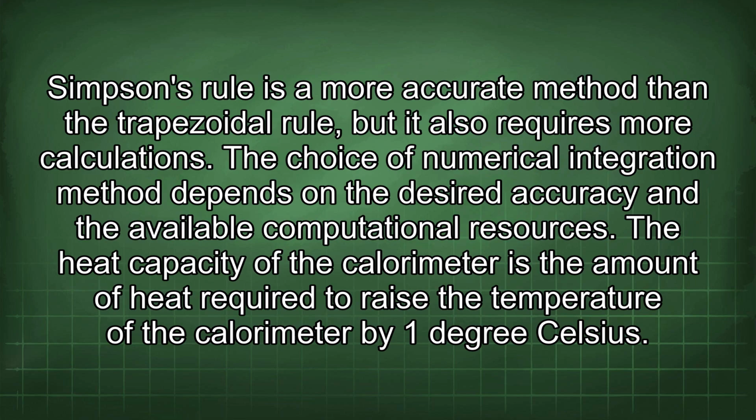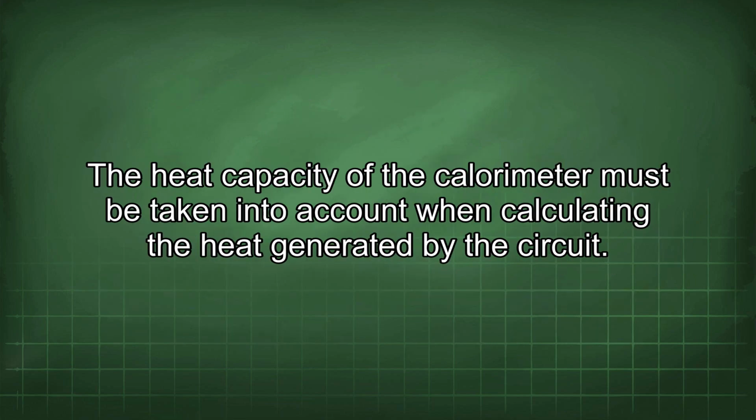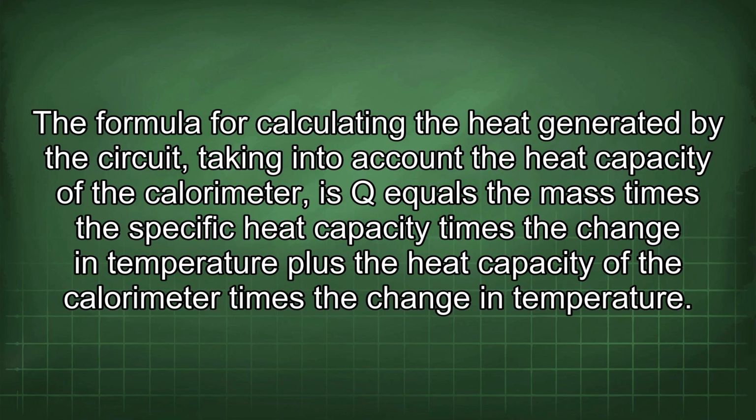The heat capacity of the calorimeter is the amount of heat required to raise the temperature of the calorimeter by 1 degree Celsius. The heat capacity of the calorimeter must be taken into account when calculating the heat generated by the circuit. The formula for calculating the heat generated by the circuit, taking into account the heat capacity of the calorimeter, is Q equals the mass times the specific heat capacity times the change in temperature, plus the heat capacity of the calorimeter times the change in temperature.